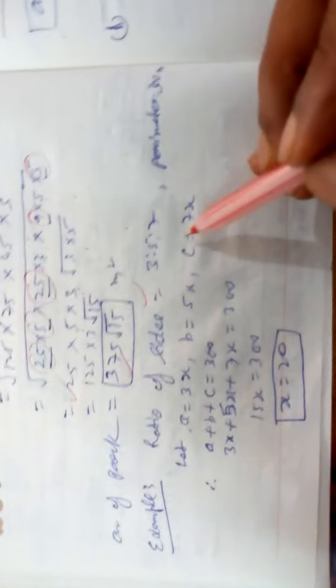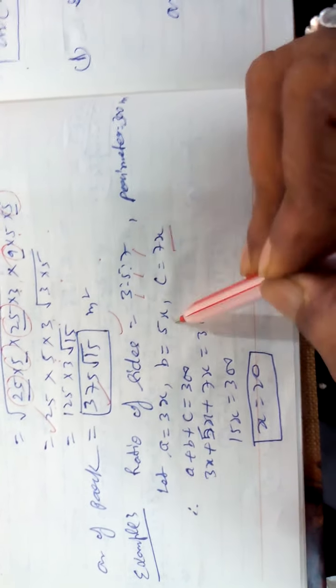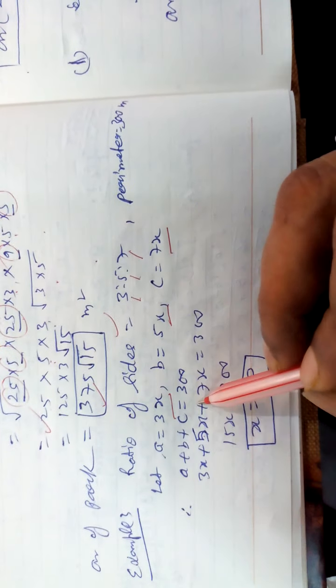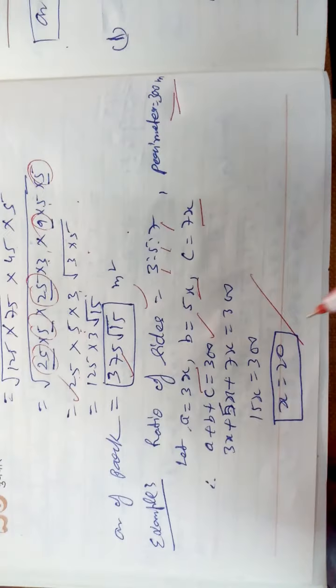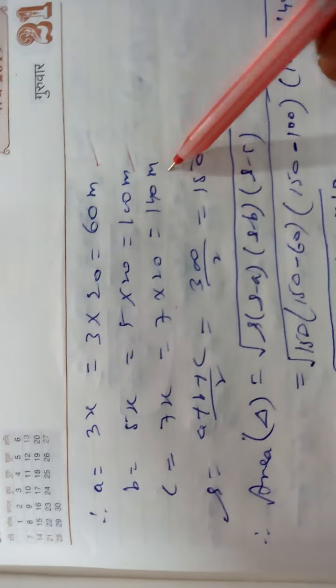Third example is given. The sides of a triangular plot are in the ratio 3:5:7 and perimeter is given 300. Ratio is given, it means you let the ratio factor be x. Let A be 3x, B is 5x, C is 7x. Perimeter means sum of sides given. Put the value, find x, 20. Then A, B, C you calculate separately. 20 into 3, 20 into 5, 20 into 7, you are getting the sides ABC.